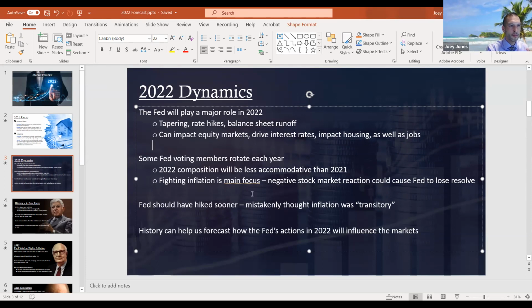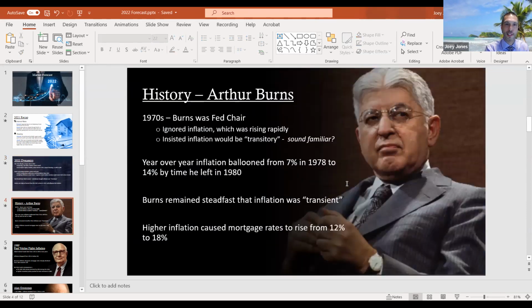Okay, fighting inflation is the main focus. They should have hiked sooner. This should have happened at the end of last year. They thought it was transitory. They used that word like it was going out of style, transitory. But now the market is acting as it should. Rates should be going up, and it is good. Hard as that is for me to say as a mortgage professional because I live on rates.